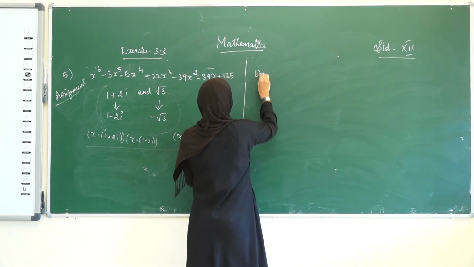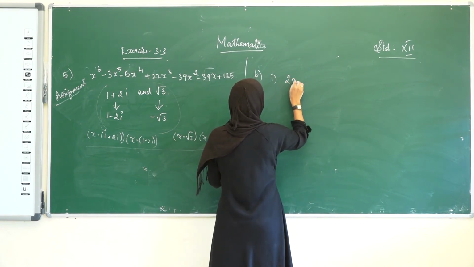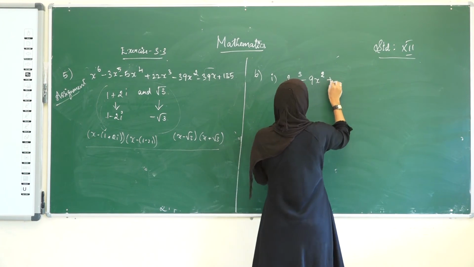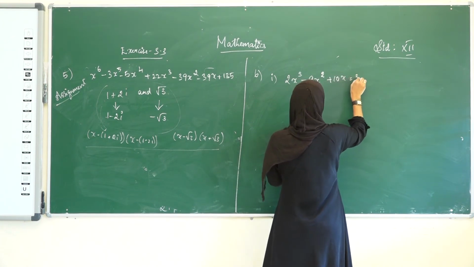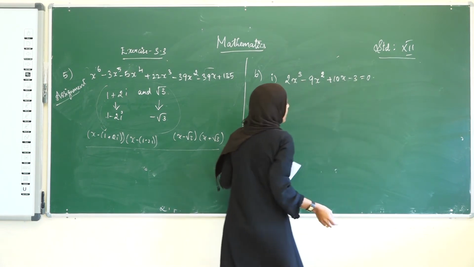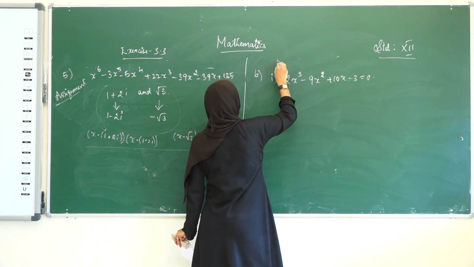Sixth question. Very easy. We have to solve the cubic equation. First subdivision, what they have given? 2x cube minus 9x square plus 10x is equal to 3. We can take this 3 to this side: minus 3 is equal to 0. Consider this equation. We have seen something like this at last, that is 3.7.5.